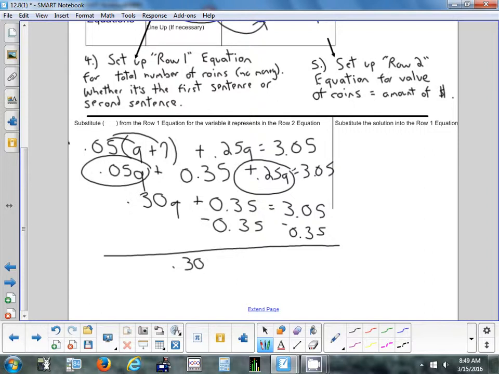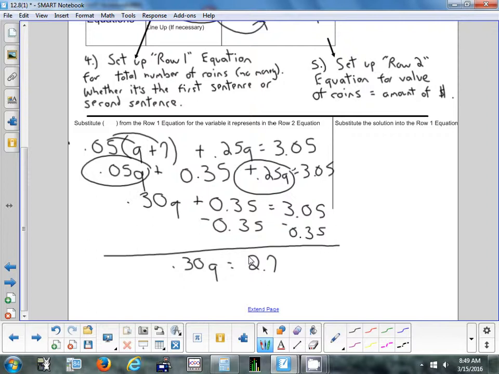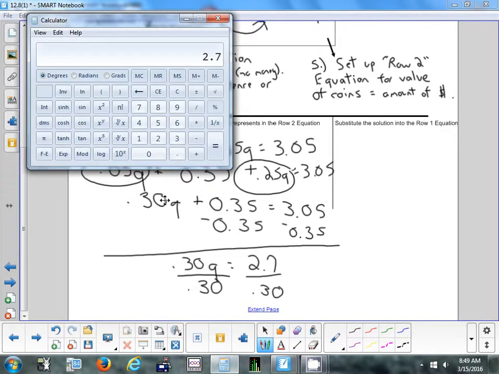0.30 Q equals, what would that be? Let's say a quick math. 3.05 minus 0.35. We have 2.7, or 270, doesn't matter. Last step, divide by what? 0.30. Mr. Hager, my lovely assistant, you going to help me out with that? So how many quarters are we going to have? 9. Q equals 9.